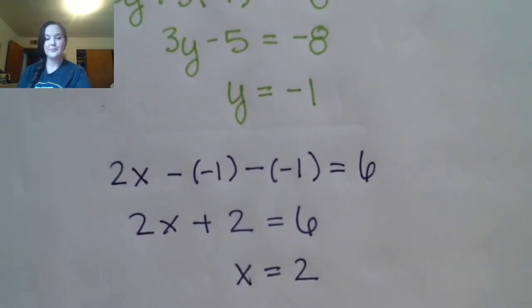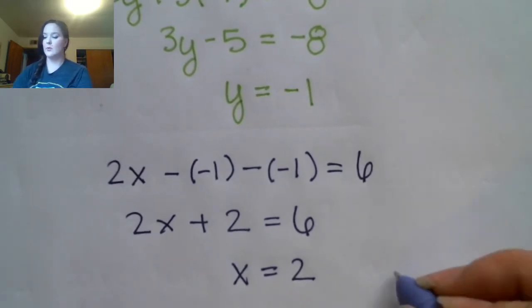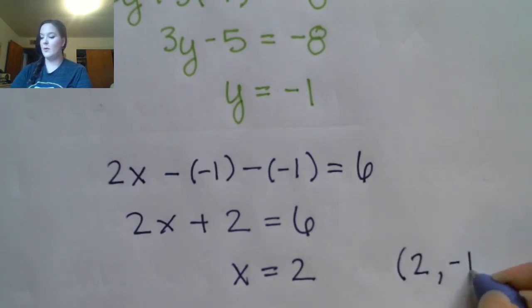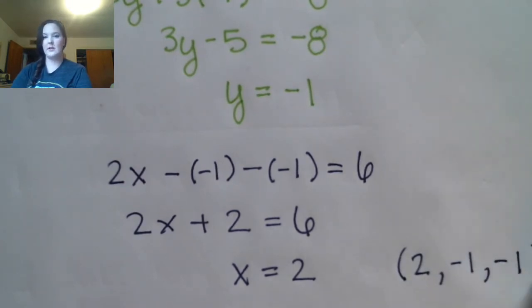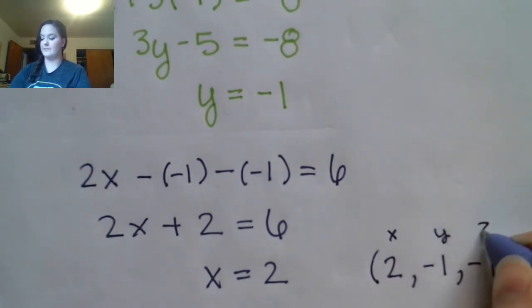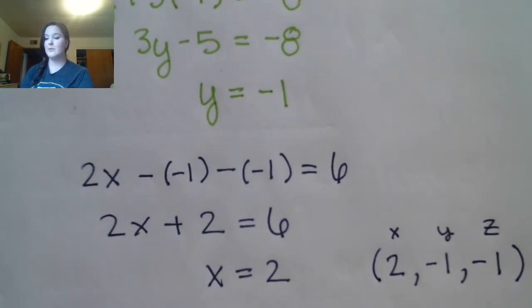And now the last thing I'm going to do is write my answer as an ordered triple x, y, z. All right, so that's how you use back substitution. Let's do one more example of that.